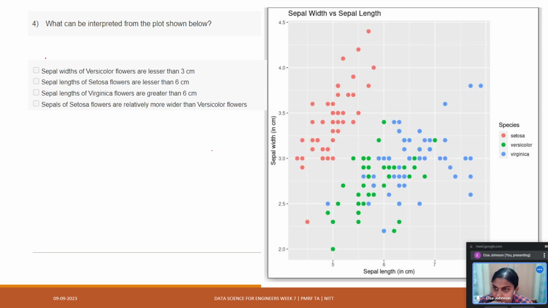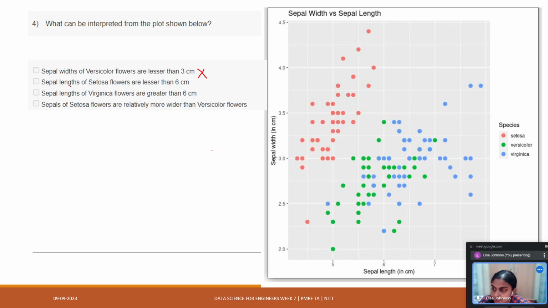So what can you see? First we will check the first statement: sepal widths of versicolor flowers are lesser than 3 centimeter. Versicolor is given by green. For green, the sepal width is given on the y-axis. If you see the sepal width, it is distributed between 3.5 and down till 2 for versicolor. So it's going up to 3.5 also. So it's not lesser than 3 centimeters. The first statement is wrong.